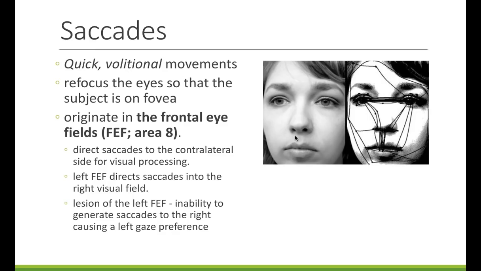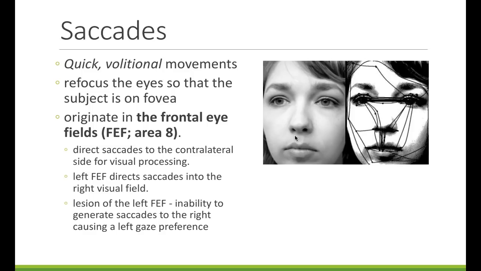The best way to start is to talk about the classes of eye movements. The first class to describe is saccades. Saccades are quick volitional movements that refocus the eye so that the subject is on the fovea. You have 120 degrees of vision in both of your eyes, but the central 20 degrees are the most sensitive and what you use for the majority of your visual processing. So in order to make sure that the macula, or the central vision, is always on the subject that you wish to analyze, saccade movements were a necessity to best use the macula.